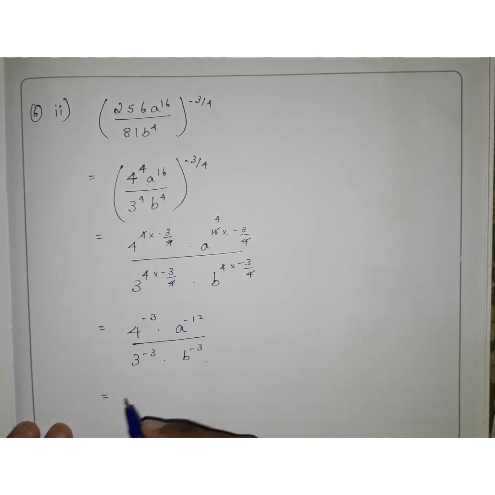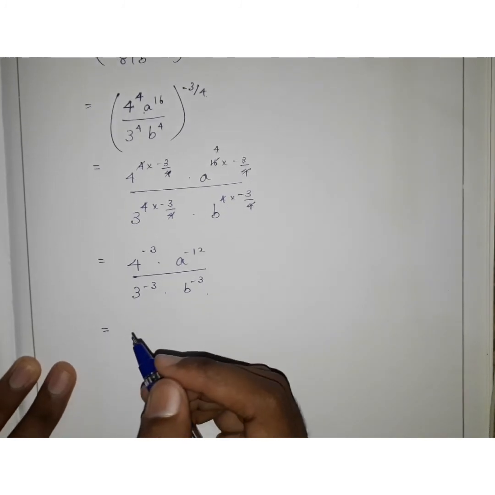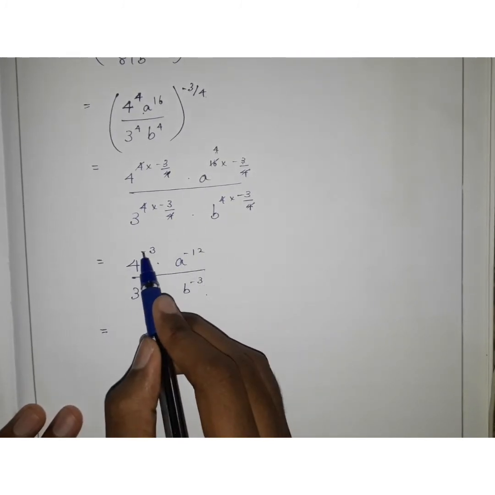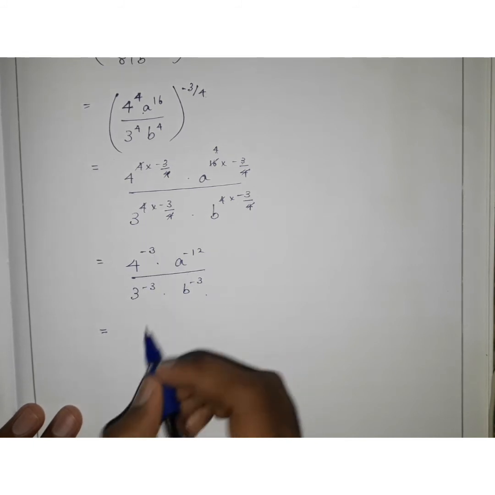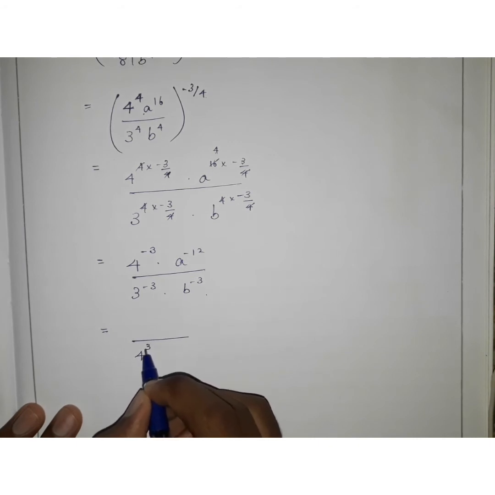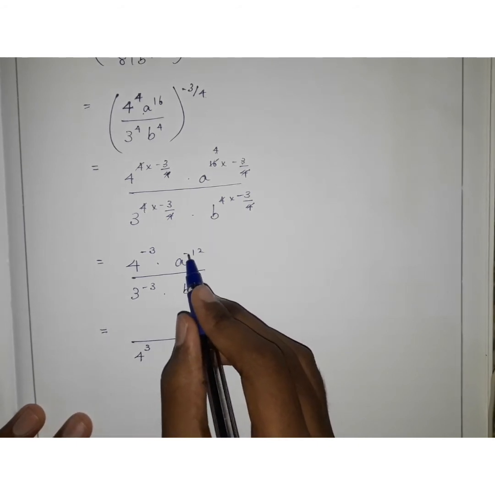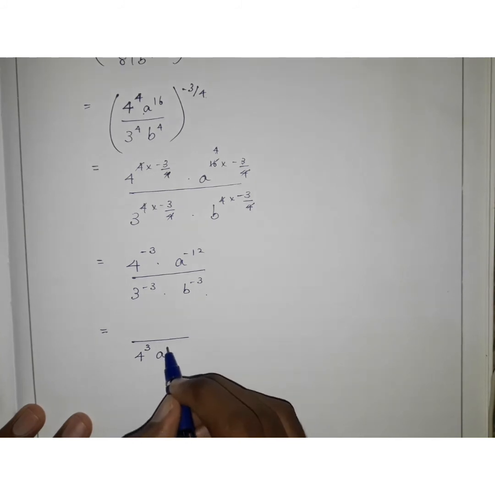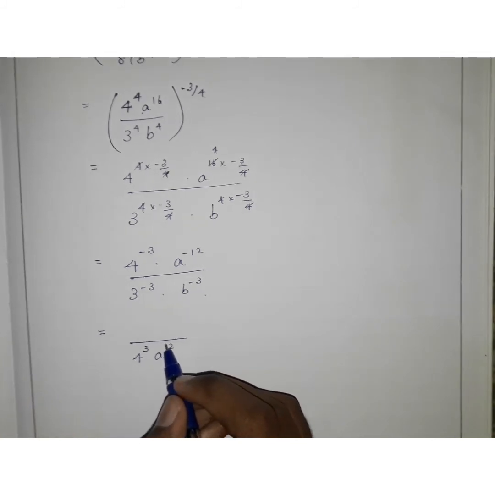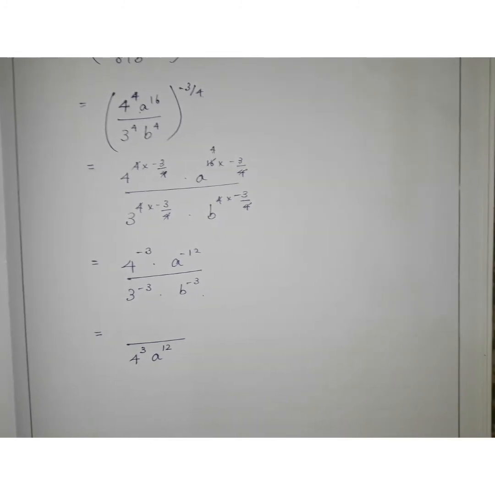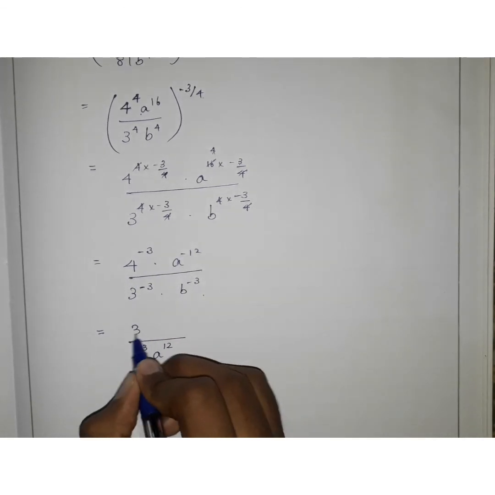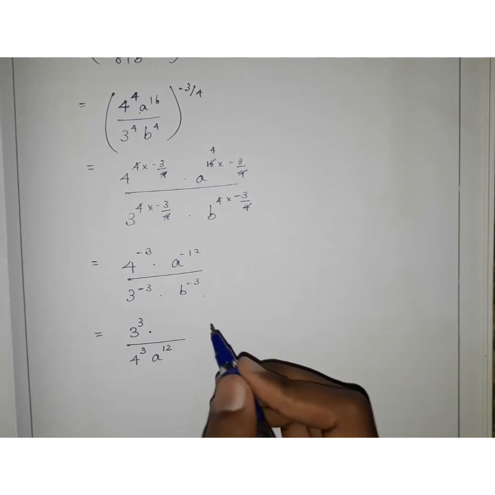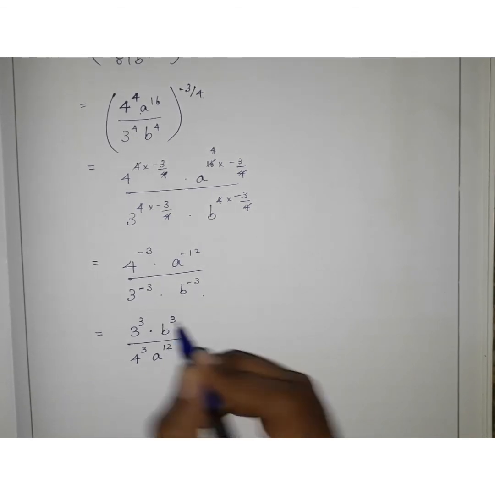Here all the powers are negative, but ultimately we should keep all the powers positive. So in order to take this negative sign away, we are going to take the reciprocal of the terms. So 4 to the power minus 3, if we take the reciprocal, 4 to the power 3 will come to the denominator. Same way, a to the power minus 12, if we take the reciprocal, it will come to the denominator and the negative sign of the power will go away. Now same thing, if we want to take the negative sign in the denominator away, we should shift the denominator term to the numerator. That is 3 to the power 3 will come to the numerator with the negative sign gone away, and b to the power 3 as it is.